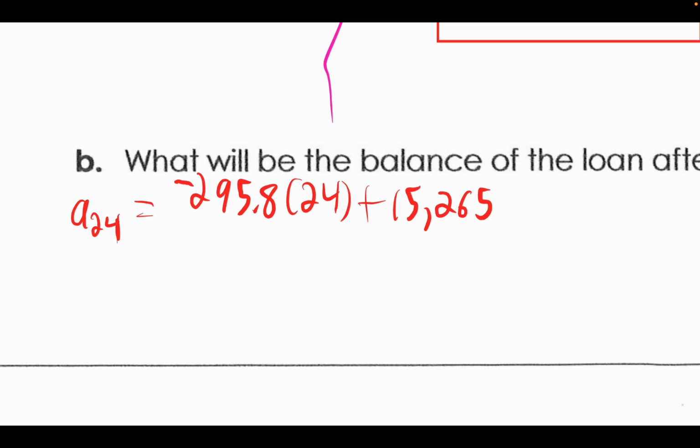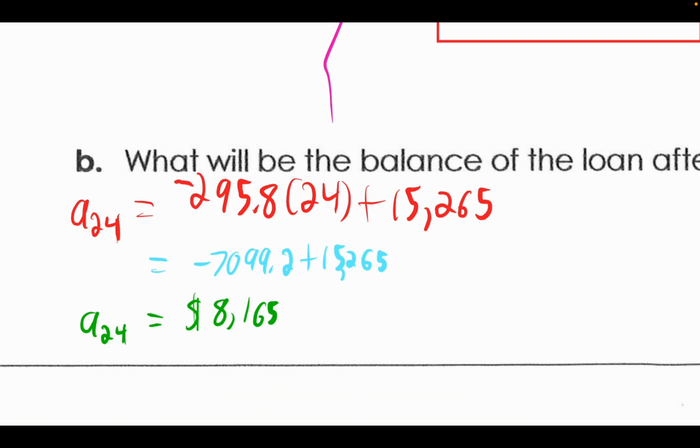So now as we evaluate this and do the math, we end up getting negative $7,099.2 plus 15,265. And so this is how much has been paid in the first 2 years. And now by subtracting that from the total amount of the loan originally, we're going to figure out how much is on the loan left. And so this number is going to be $8,165.80.